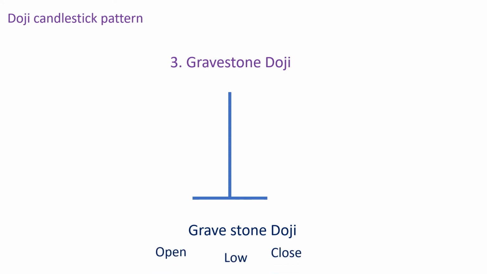The third one is the gravestone doji. In this gravestone doji, open, close, and low are at the same place.